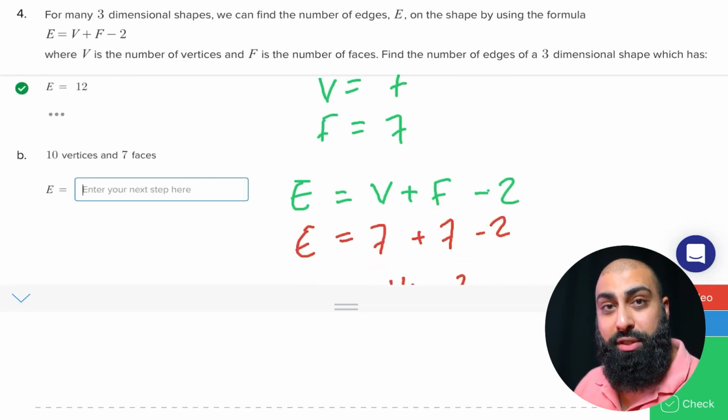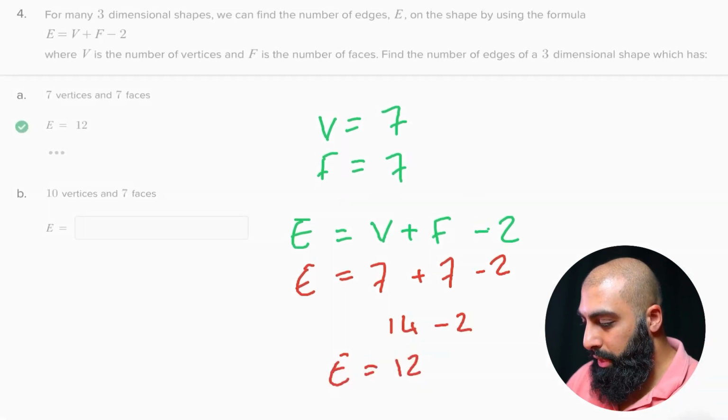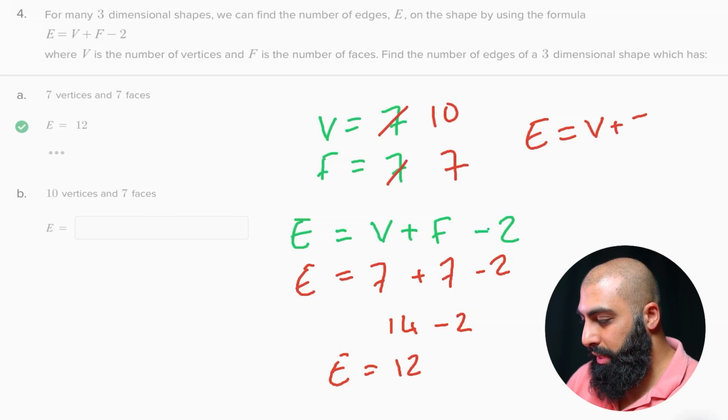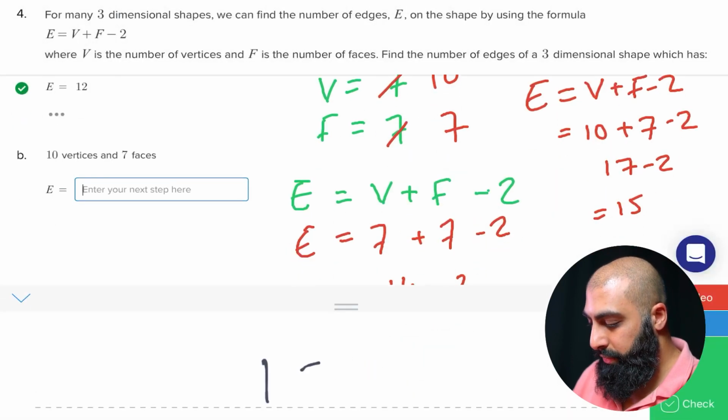Okay, 10 vertices and 7 faces. So we're doing the same thing really, but instead of 7, we're doing 10, and we're doing here 7 again. So let's do E is equal to V plus F minus 2. We've got 10 plus 7 minus 2 equals E. We've got 17 minus 2, and then we get 15. So we've got the answer 15.